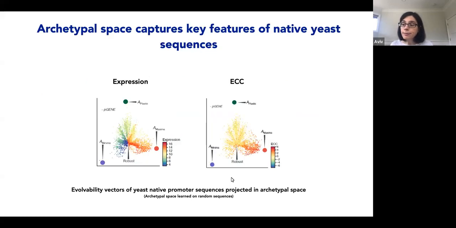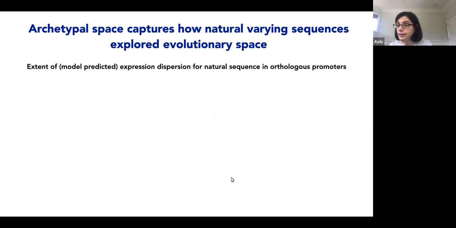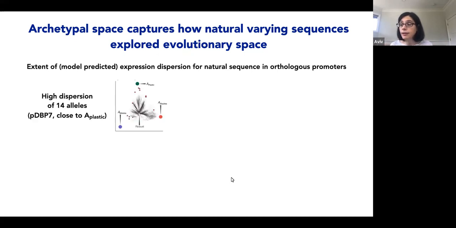So the archetypal space captures many features that I've shown you by now for native sequences, including their expression and their ECC. And finally, we embedded all the extant variants of each yeast promoter sequence from the 1011 strains into the same space. And when we examine a sequence like the DBP7 promoter from the S288C strain, we see that it is close to the plastic archetype.